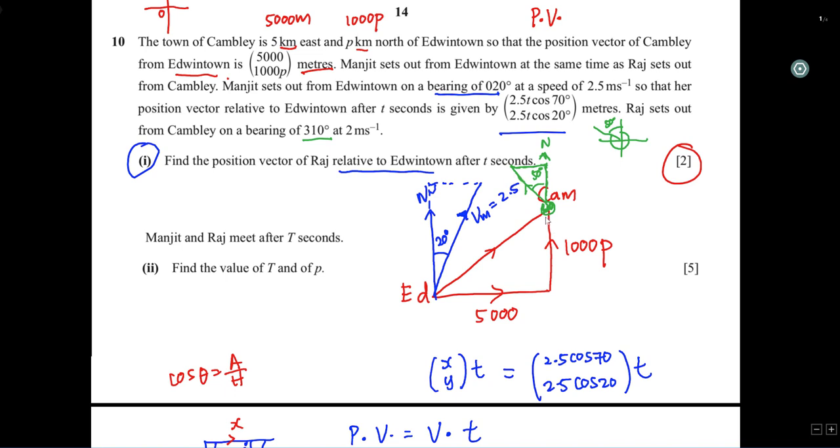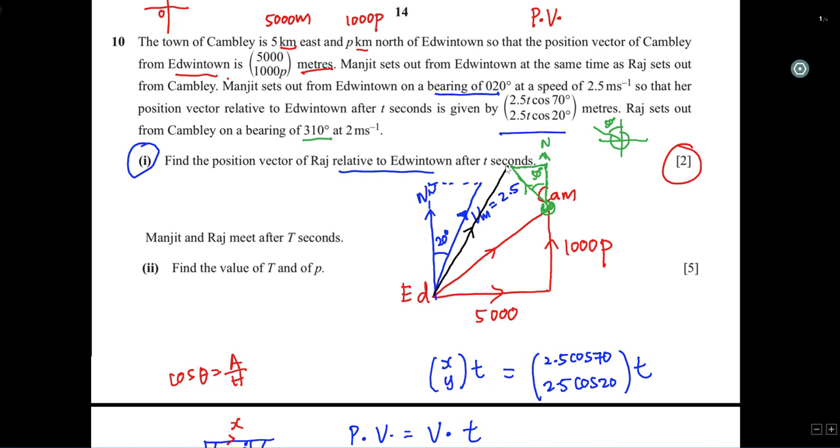But just now I said this vector departs from Cambry, but the question asks you to find a position vector relative to the Edwin town. That means you need to find a position vector relative, meaning how Ra moves relative from Edwin town. So this is the line you need to find. Because this one is relative to how Ra steps out, and relative to the Edwin town. So you need to find this vector.